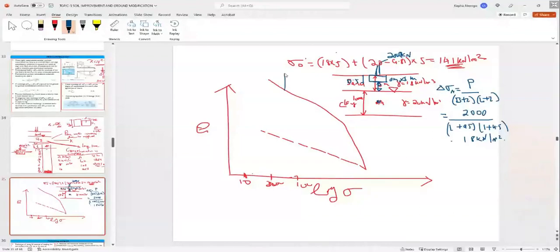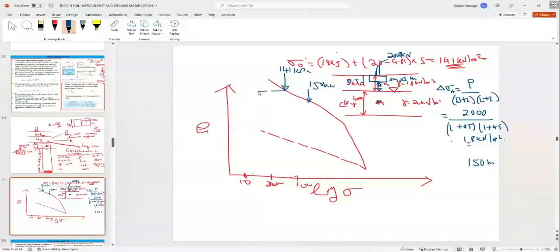That's the initial loading. Okay, and then the final loading is 18. 18 plus 141 comes to about 150 kilonewton. So that brings you here, 150 kilonewton. So the initial loading is 141 kilopascal. The final loading is 150 kilopascal.